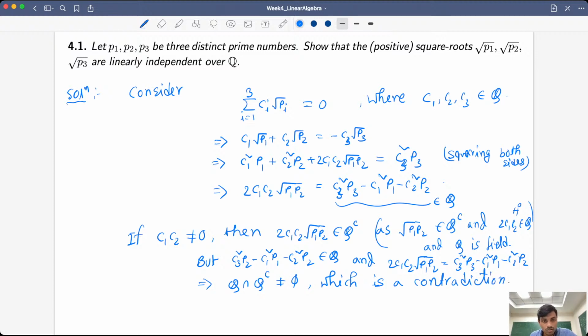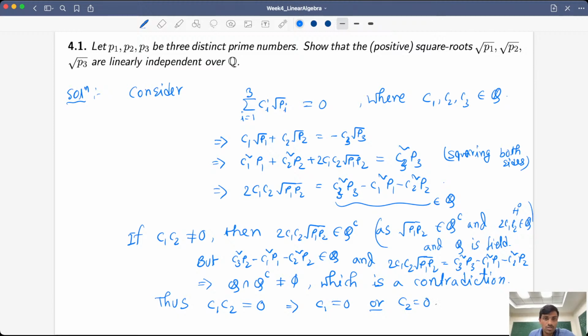Hence we must have the product c1 c2 equal to 0. We get this contradiction because of the assumption that c1 c2 is non-zero, so we must have c1 c2 equal to 0. Since c1 and c2 belong to Q, and Q is a field, in particular an integral domain, at least one of c1 and c2 must be 0. So this implies c1 equal to 0 or c2 equal to 0.